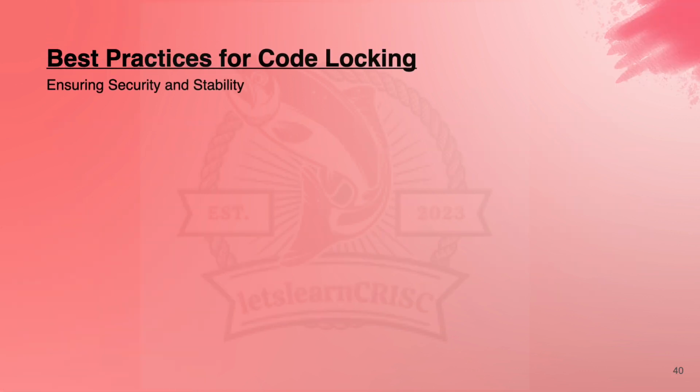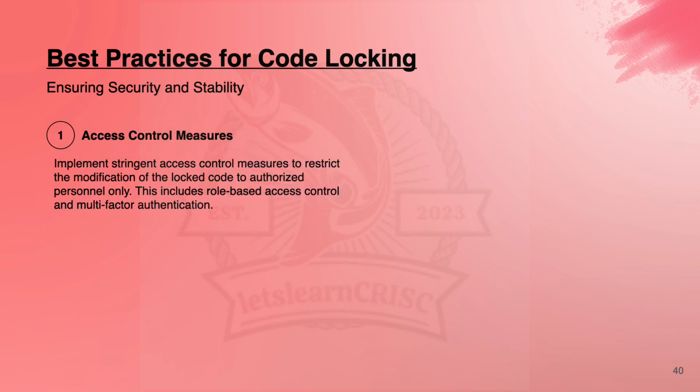Let's move ahead. We'll discuss some best practices for code locking, that is ensuring security and stability. First is about the access control measures. Friends, implement strict measures to control the access, allowing only authorized personnel to modify the locked code, right? So this involves using role-based access control and multi-factor authentication, right?